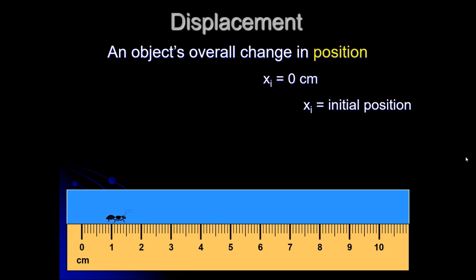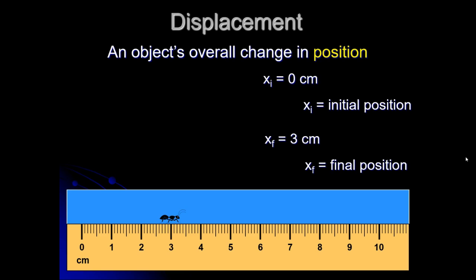Now say our ant moves to the 3 centimeter mark. What is his new position? Well, now he's at the 3 centimeter mark. We are going to symbolize this last position with an x that has a subscript f. The x still stands for the ant's position, but the f means that it's the ant's final position. So x_i is where he starts. x_f is where he ends.